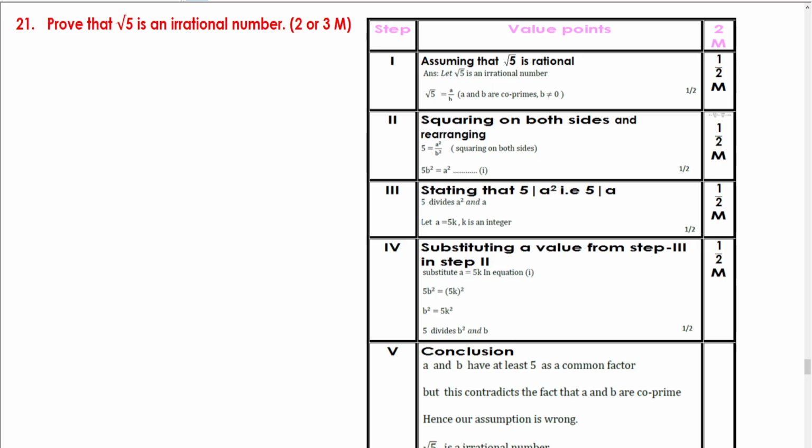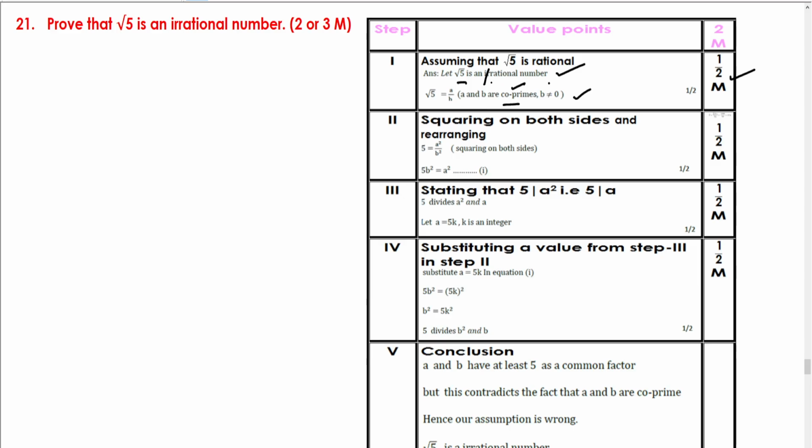Prove that root 5 is an irrational number. Again we have to proceed with the contradictory proof. First step, carefully observe the steps. Assume that root 5 is a rational number. Write root 5 as a by b, and a and b do not have common factors. Very important key point. This is the key point you have to write. b is not equal to 0. For this you will get half mark.